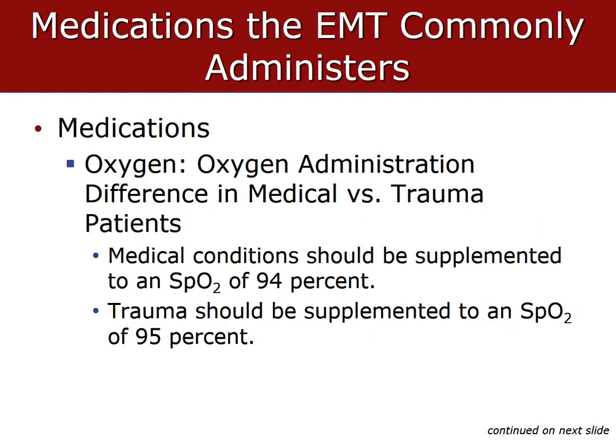In the patient with a medical condition, if the breathing is adequate and the SpO2 is 94% or greater and no other signs of respiratory distress, hypoxia, hypoxemia, or poor perfusion are present, there is no need to administer supplemental oxygen. If the SpO2 is less than 94% or signs of respiratory distress, hypoxia, hypoxemia, or poor perfusion are present, initiate oxygen therapy with a nasal cannula at 2 liters per minute and titrate to maintain an SpO2 reading of 94% or greater. If signs of severe hypoxia are present, a non-rebreather at 15 liters per minute can be used.